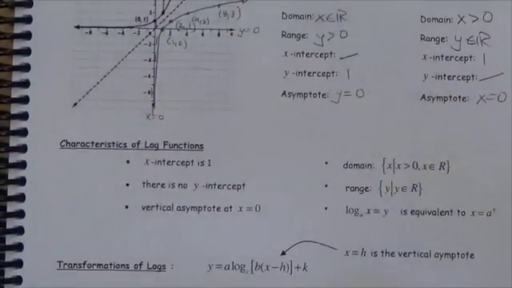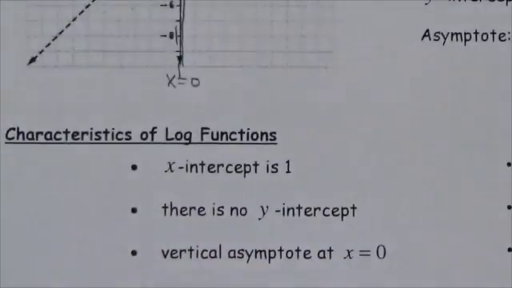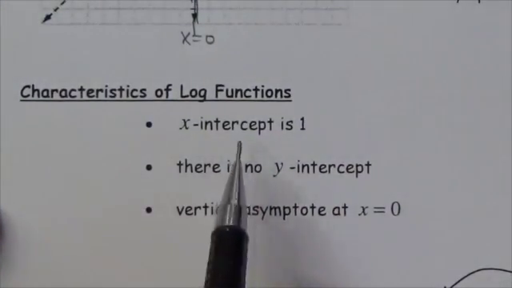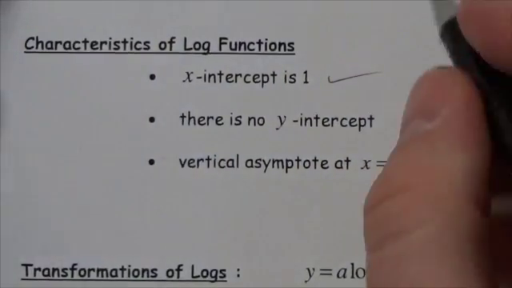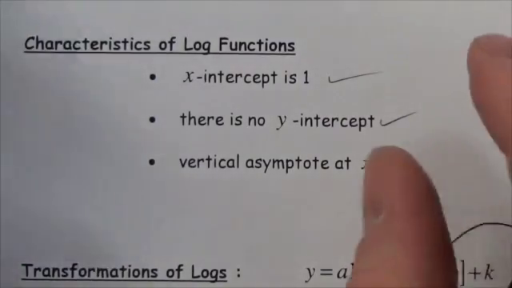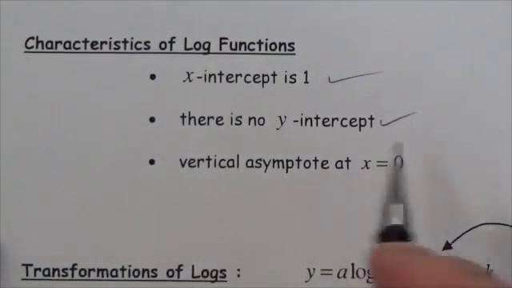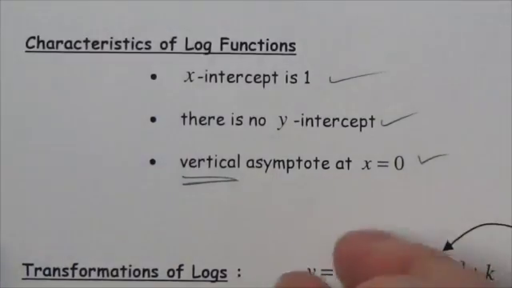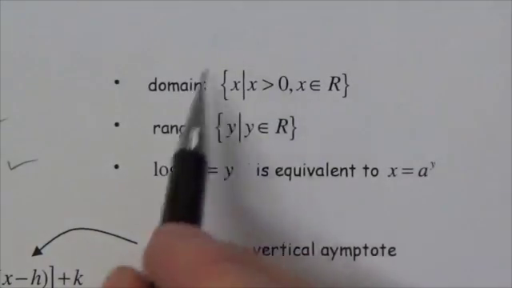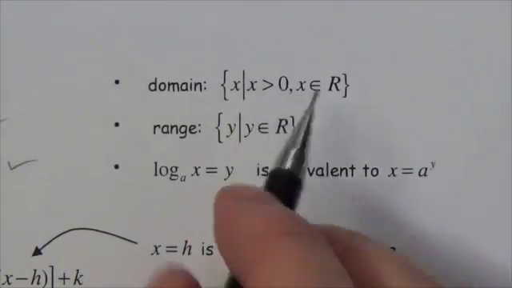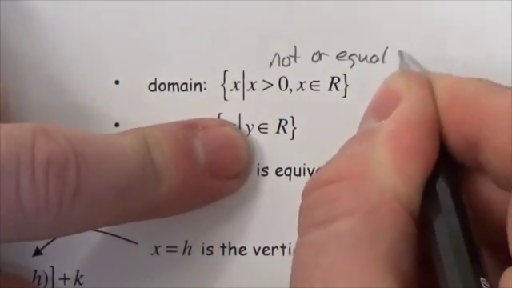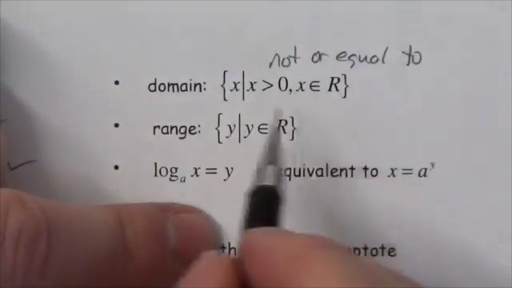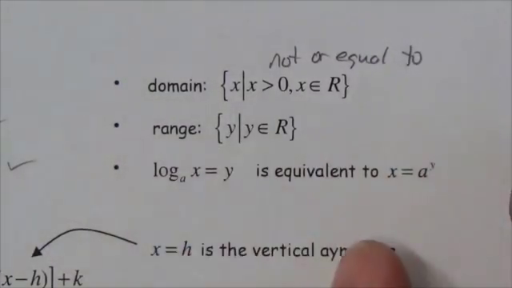Now, let's take a quick look. We'll zoom in on this. Let's take a look at some of the characteristics of the log function. First of all, the x-intercept is 1. We got that. There is no y-intercept. Okay, you want to remember that. Unless you've transformed it, there's no y-intercept here. And it's got a vertical asymptote at x equals 0. We've just discussed that. Its domain is going to be values of x greater than 0. Now, not or equal to. Okay, please remember that. It's a simple mistake to make, but it's not or equal to. And its range is going to be all reals.